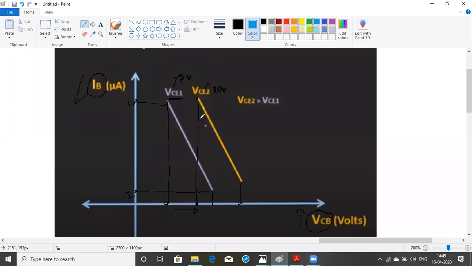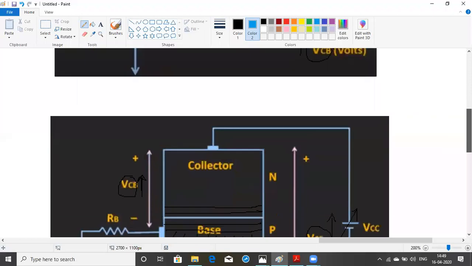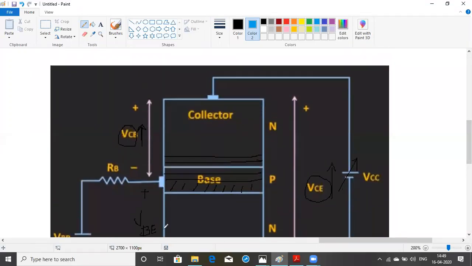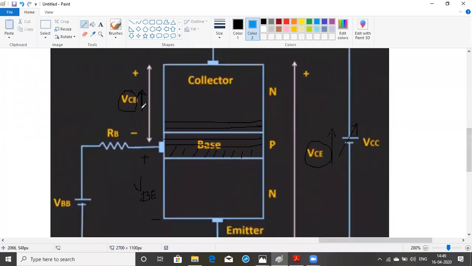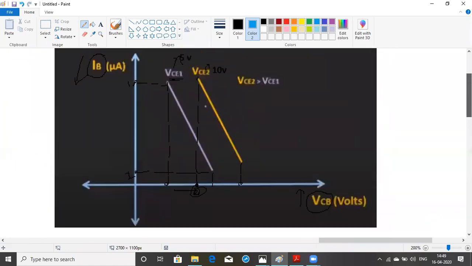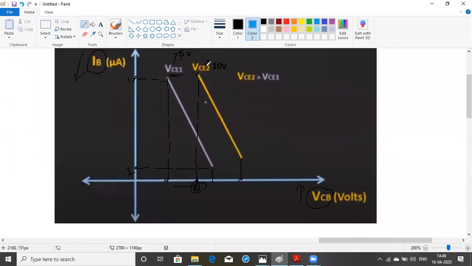That means whenever you are increasing the VCE voltage, VCB is also increasing. Can I say that? Because I have increased VCE from 5 volts to 10 volts, the axis is moving to the right hand side, which also increases VCB. I have already told you the equation: VCE is equal to VCB plus VBE. So whenever you are increasing VCE, automatically VCB will also increase, from this point to this point.